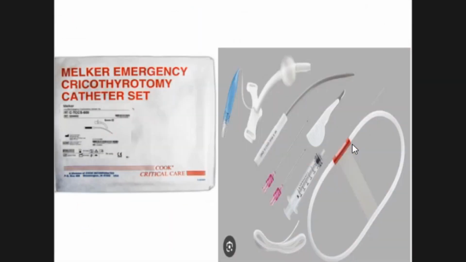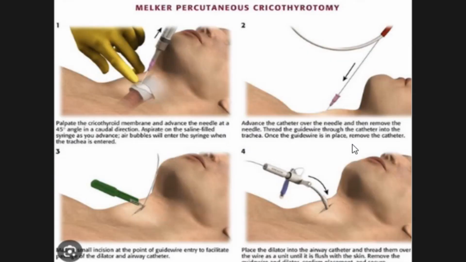So there is one more commercially available set, like a tracheostomy set. We also have a cricothyrotomy set, which comes with a pre-designed tube similar to a tracheostomy tube and the blade with the guide wire. So here are the steps for the percutaneous cricothyrotomy. Again, palpation and recognition of the cricothyroid membrane, using the Seldinger technique.